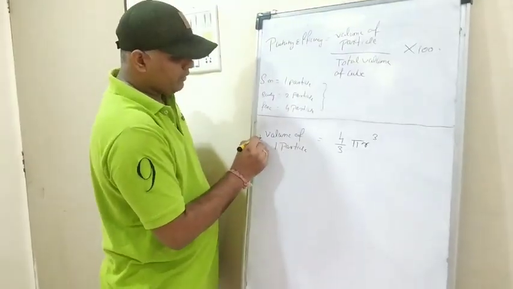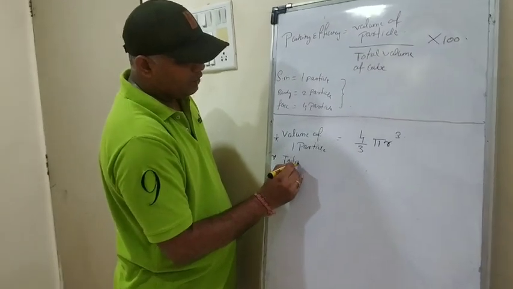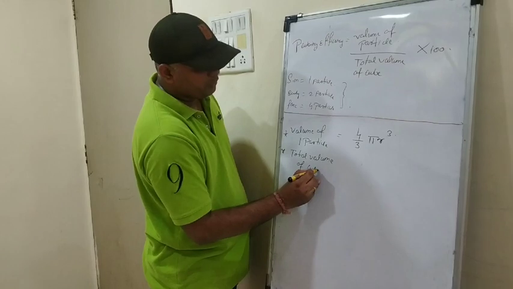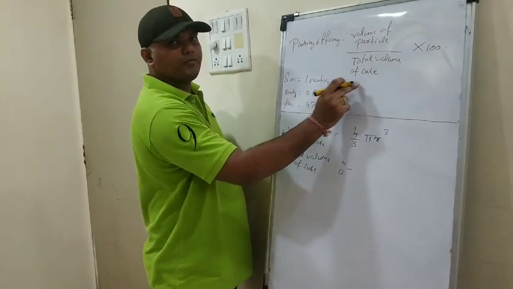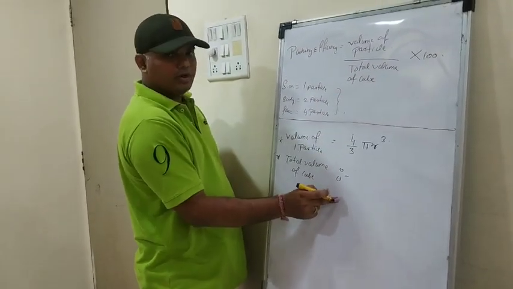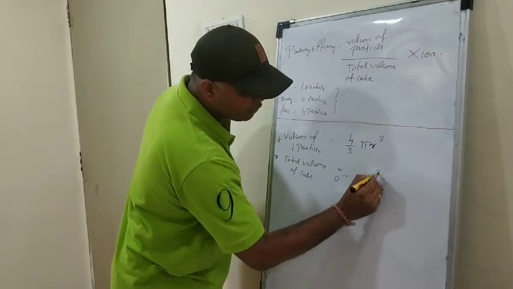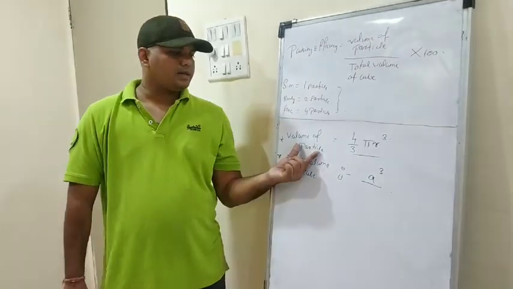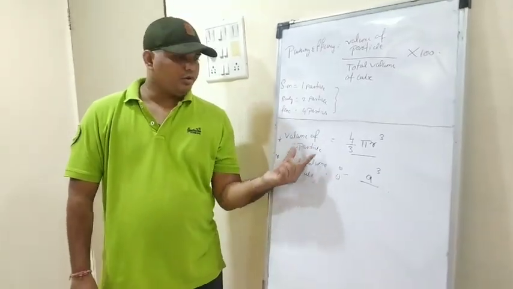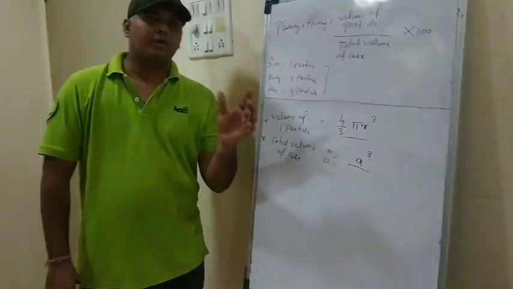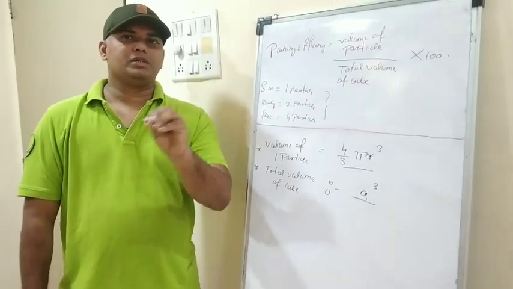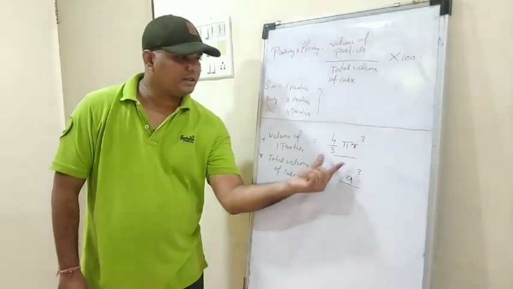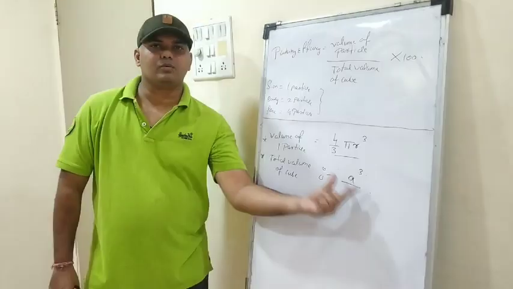Then the total volume of the cube. See, this is the total volume of the cube. This is our formula. So what is the total volume of a cube? I hope that you have understood this. Until and unless you understand this and this, you will not be able to do the calculations for the packing efficiency, right? The volume of one particle is equal to 4 by 3 pi r cube, and the total volume of the cube is equal to a cube, right?